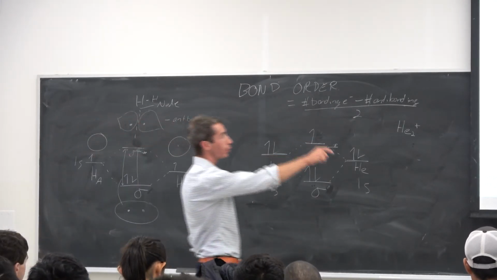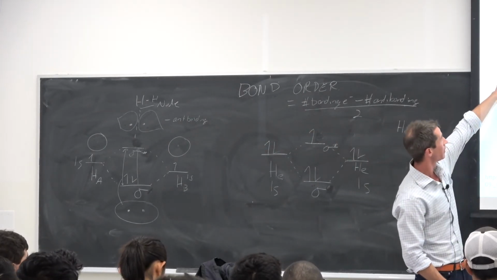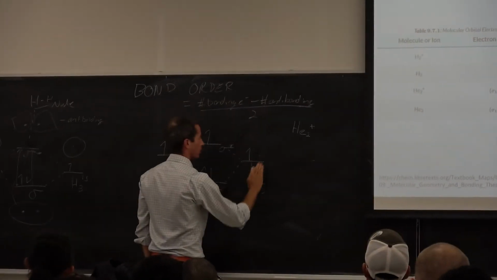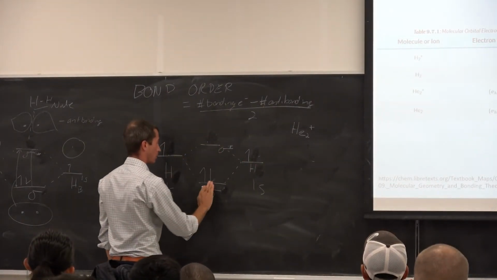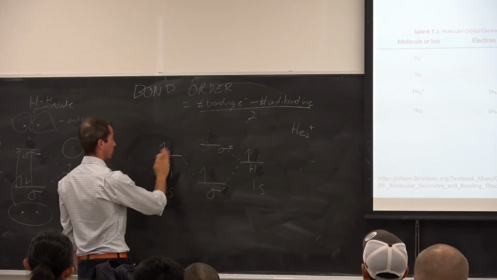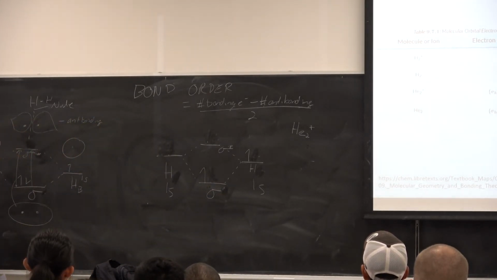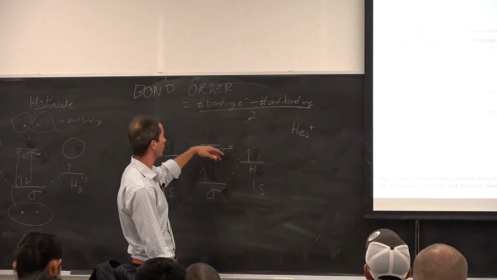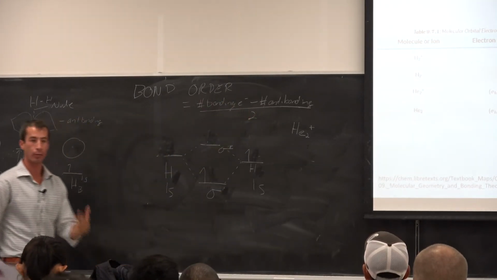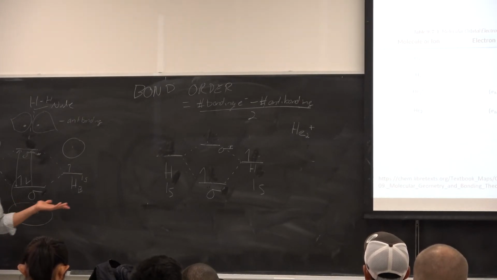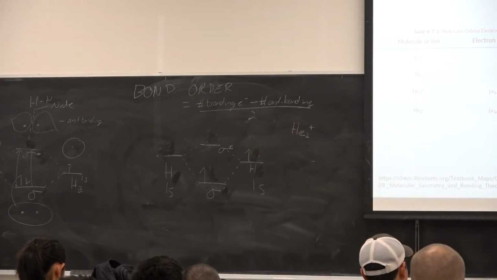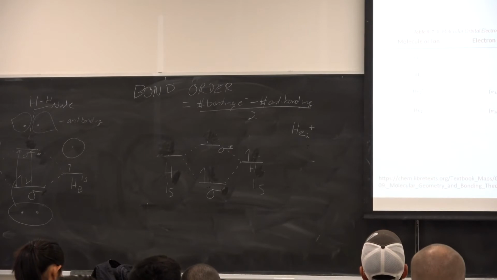So similarly, does it make sense that this is also 1/2? This is H2 plus, right? Only one sad electron, right? And here, our bond order is 1 minus 0 over 2, which is still a bond order of 1/2. Okay? Does it make sense that this bond length is shorter? That makes sense, right?